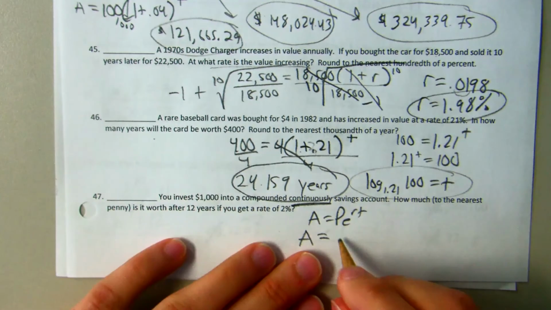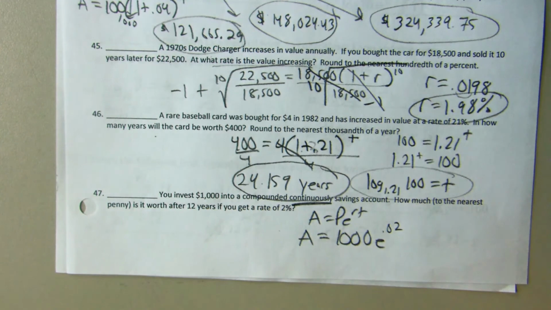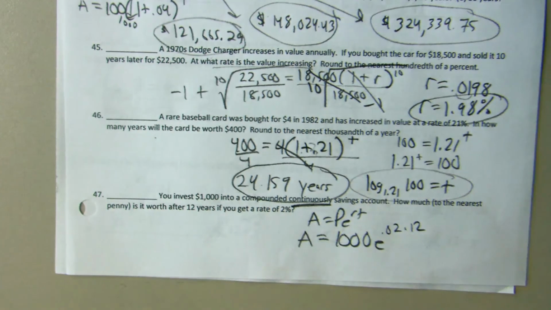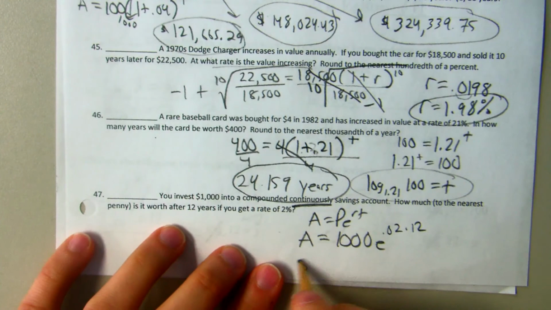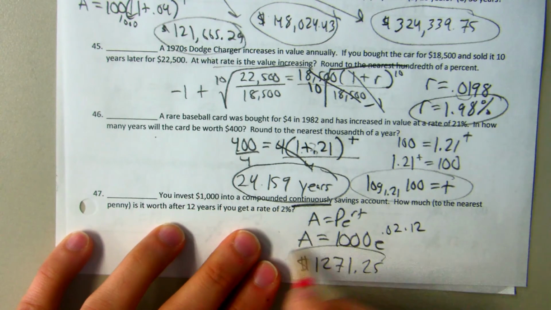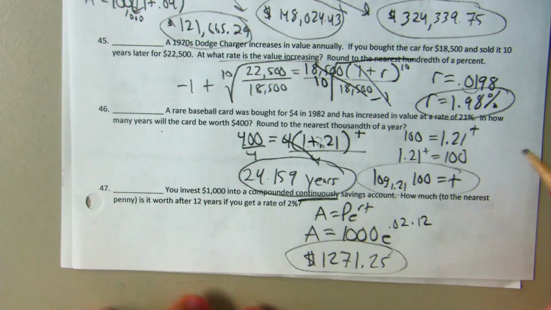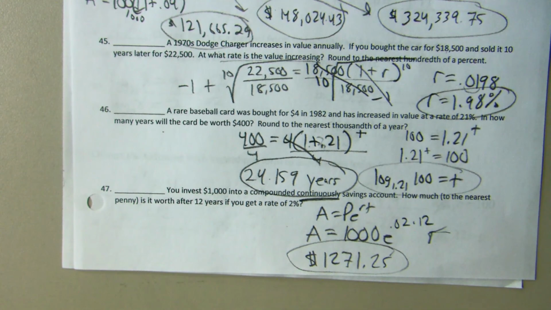How much is a $1,000 investment worth? You get a 2% rate after 12 years. This would either be on the calculator part of the test, or what we do in pre-calc, we don't let them have a calculator, but then we just let them stop right here. Stop back and forth in this program, so we can do that as well.